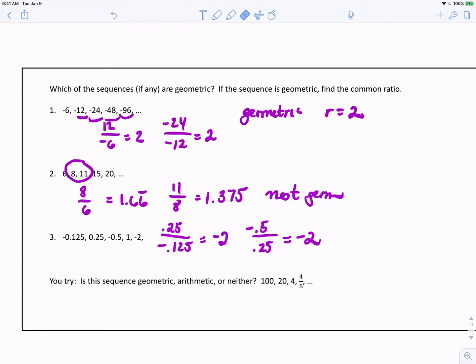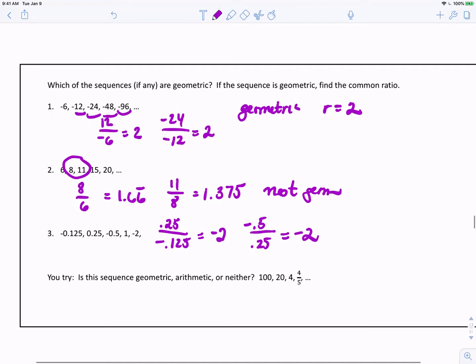Let's just check. Negative 0.5 times negative 2 is 1. 1 times negative 2 is negative 2. So yes, this is geometric, and the common ratio is negative 2. Why don't you try this one? Is this sequence geometric, arithmetic, or neither? Go ahead and give that a try.